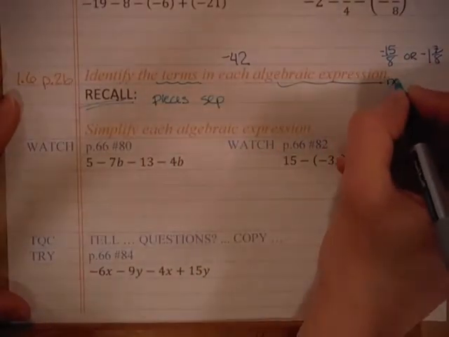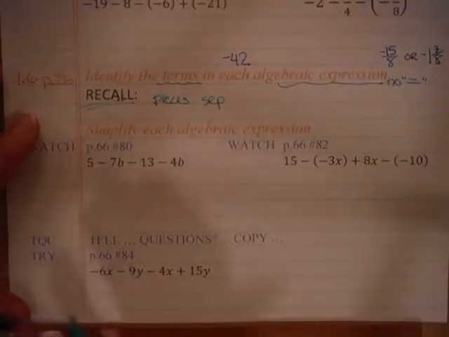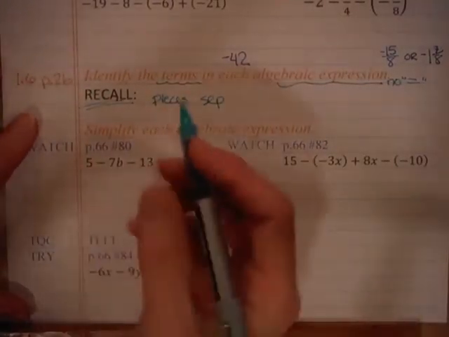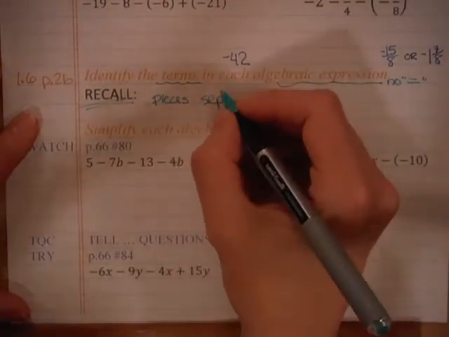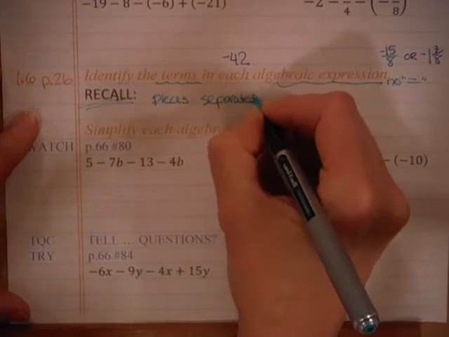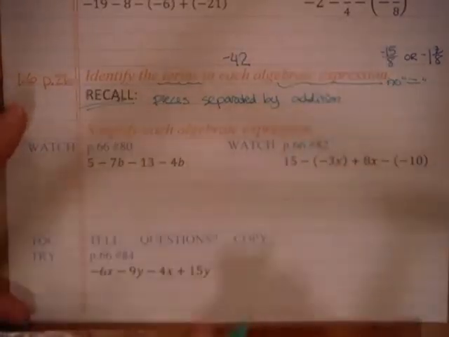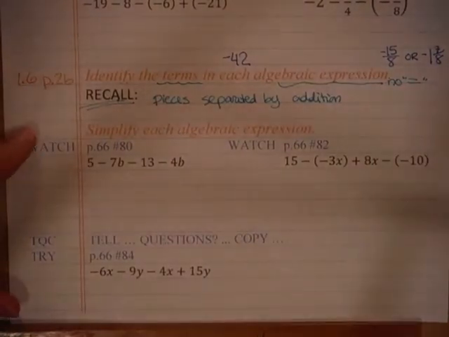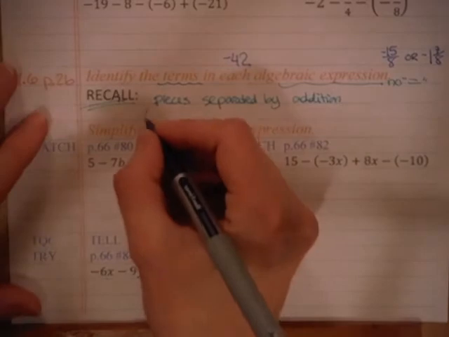An expression meaning there's not going to be an equal sign here. Okay, we're not trying to solve anything. We're just trying to look at the expression itself. Algebraic means that there could be variables involved. So they're pieces separated by addition. And we've been talking about that all along, and now we're really in the section that underlines it here.